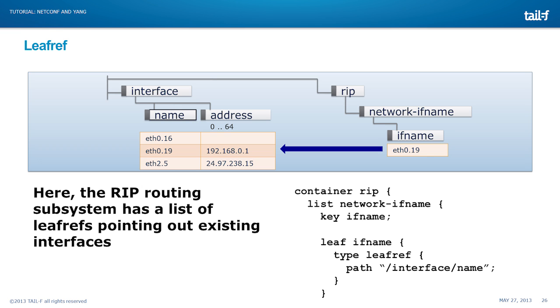So here we first have in our model somewhere an interface table, shown in the upper left, but then we also have somewhere else in our model some RIP routing information. The model for that RIP information is a list of network interface names that we're using RIP over, and any interface name we put into this list is of type leafref pointing to the path, and in this case the path, since we're in YANG, is actually an XPath of /interface/name. So what this means is when I'm populating that RIP network interface name table, when I select values for IF name, it is only valid for them to be existing values in the interface table, the interface name path that's pointed to from that path argument.